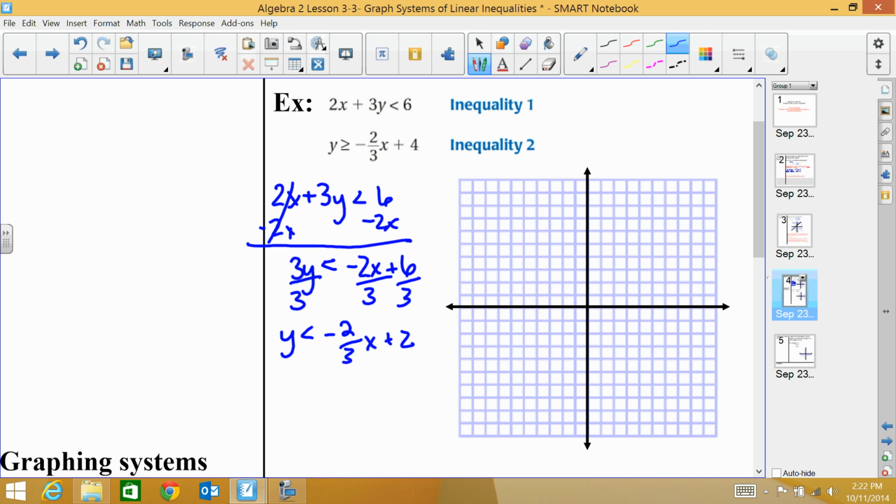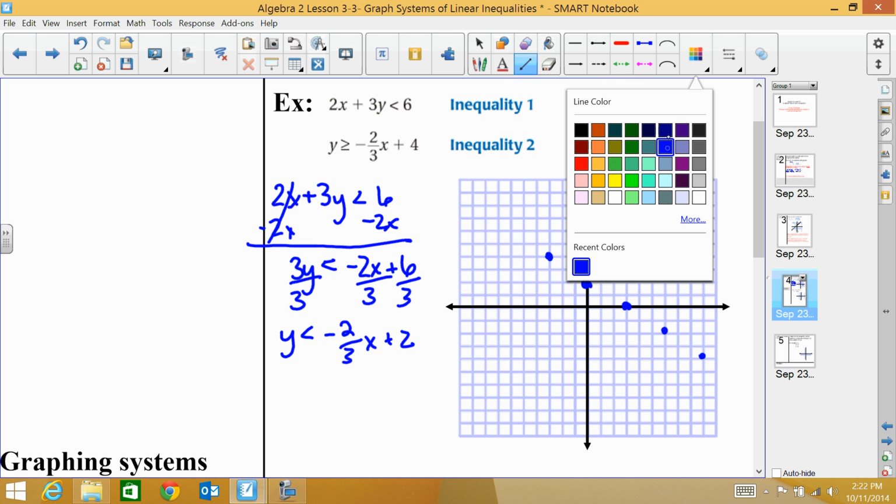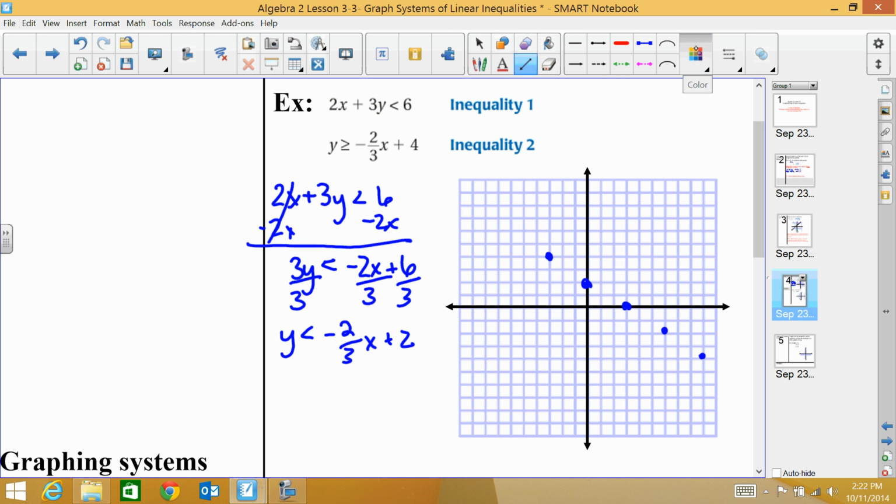So if I graph that, then my y-intercept would be 2, and my slope would be negative 2/3. So I would go down 2, right 3, down 2, right 3, down 2, right 3. And then I could continue my pattern going this way as well. And then if I look at my symbol, it says less than. So I'm going to have a dotted line. So I'm going to grab my line tool, and I'll make this one dotted. So this line is dotted. And then I'm going to shade below because it says less than.